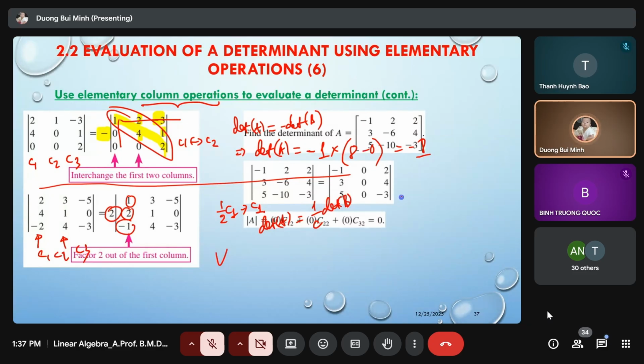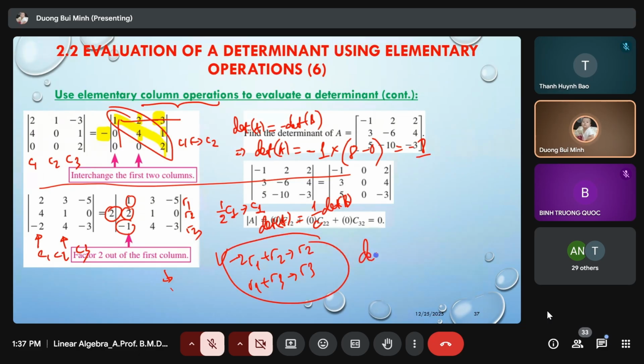So this is R1, this is R2, this is R3. We can make R2 minus 2R1 related to R2, and R1 plus R3 related to R3. If we use this one, we make sure determinant of A equals determinant of B, and then you get the result very quickly.